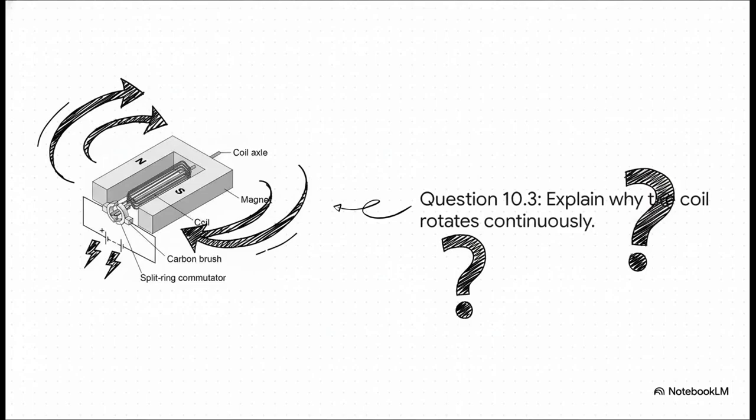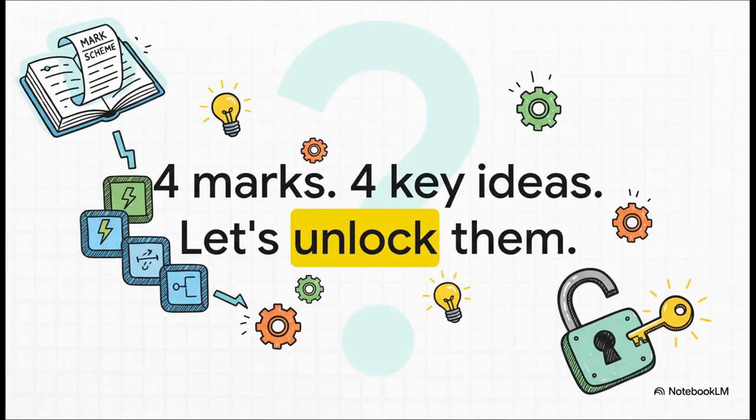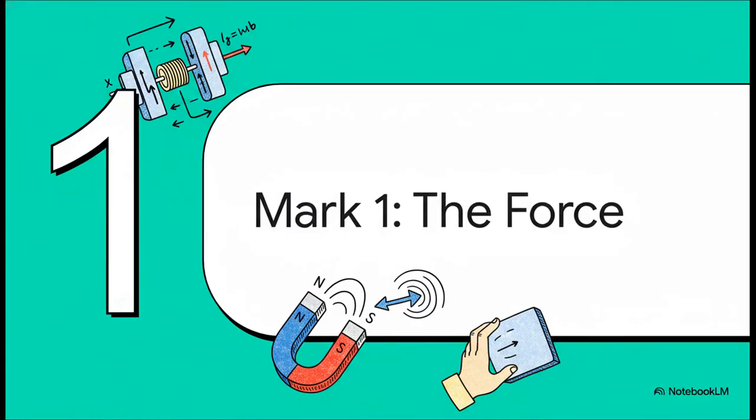You can see the diagram of a pretty standard electric motor, and the question is simple. Explain why the coil rotates continuously. It seems straightforward, right? But believe me, those 4 marks are looking for 4 very, very specific ideas. So that's our game plan. We're going to break this question down step by step and focus on the 4 key ideas you absolutely need to have in your answer to guarantee you get full credit. Let's do it.